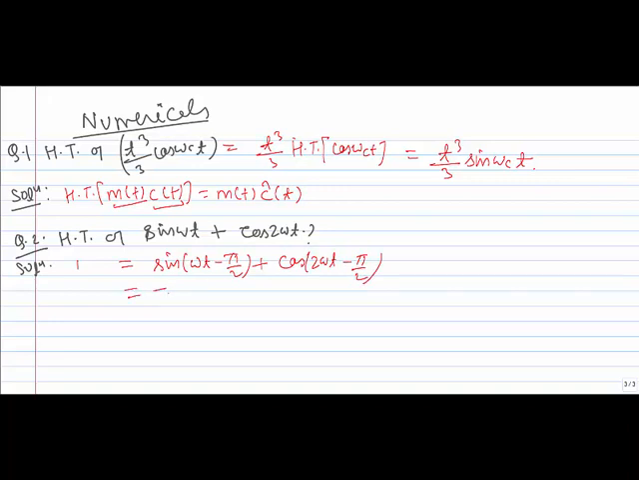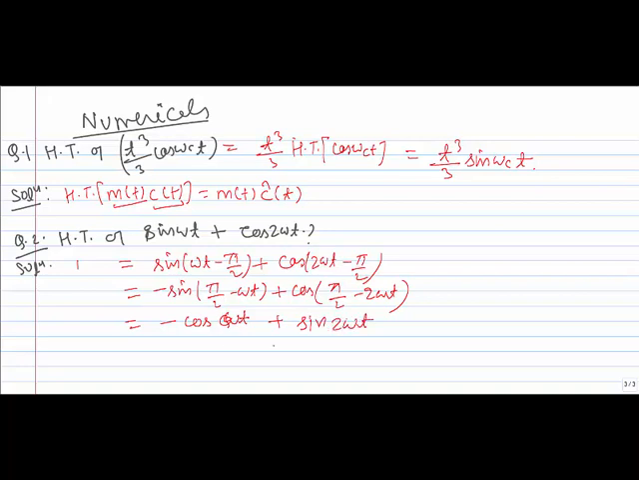On taking the minus sign common here, it will be sin(pi by 2 minus omega t). On taking the minus sign common here, it will be again plus, because cos is even, it will be cos(pi by 2 minus 2 omega t), right? So sin(pi by 2 minus theta) is cos theta. So it will be minus cos omega t, plus cos(pi by 2 minus 2 omega t), that is cos(pi by 2 minus theta) is sin theta, so it will be sin 2 omega t.